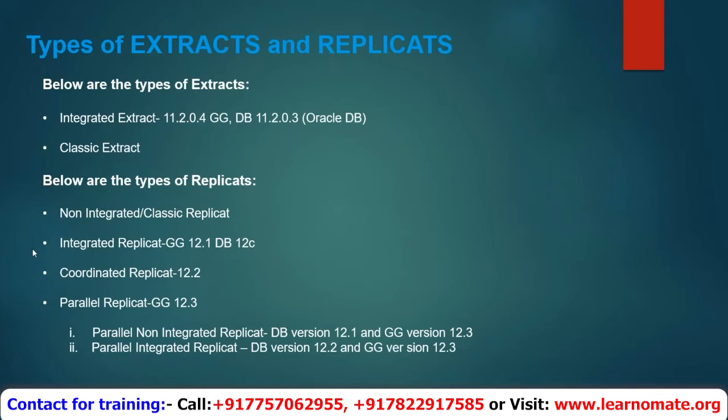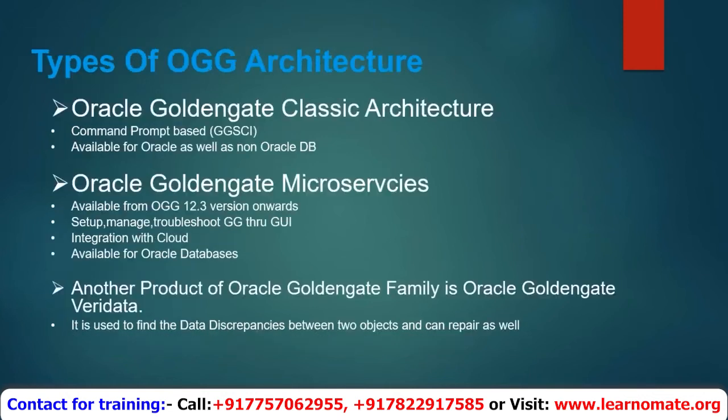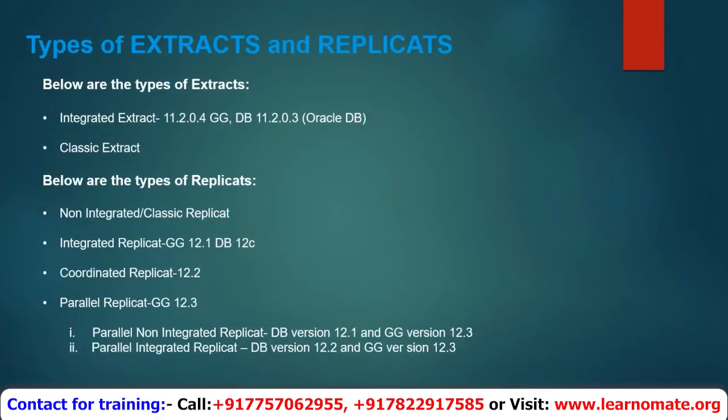Okay. So any question on different types of architecture of GoldenGate and different types of extracts and replicate? Anyone has any question? We'll be discussing how to set up replicate, how to set up extract, everything in detail. But any questions so far from anyone?